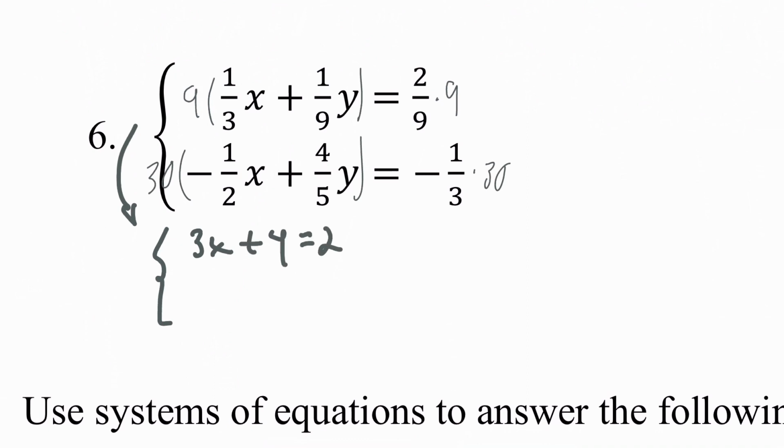Okay, and then 30 times -1/2 would be -15, so -15x. 30 times 4/5. Again, I'm going to think about the 30 and the 5 reducing to be 6 and 1. So 6 times 4 is 24, so 24y. Okay, and then 30 times -1/3 is -10, of course. So we get -15x plus 24y equals -10.